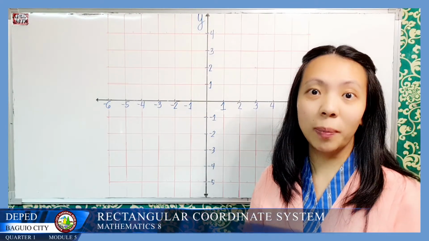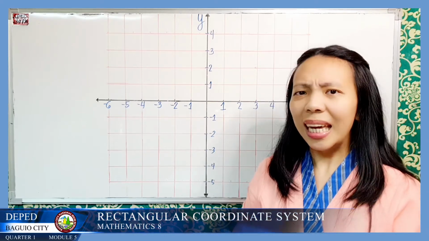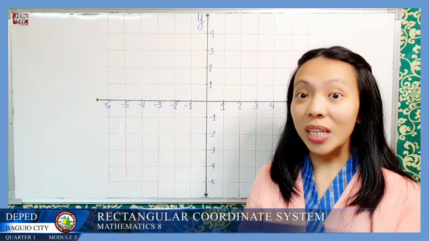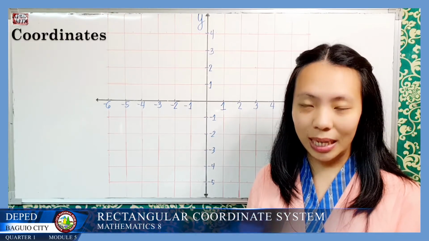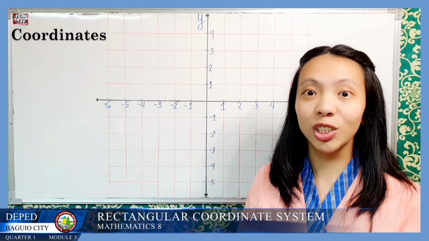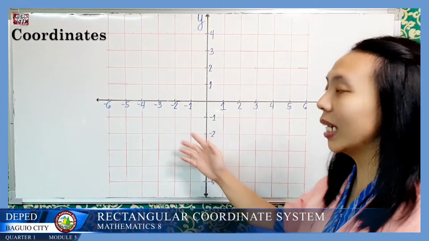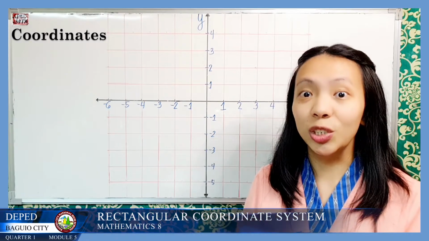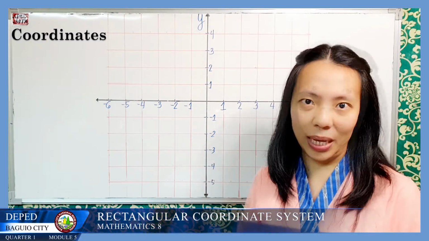What were you told about the rectangular coordinate system? Again, it's a system of graphing number pairs. These pairs of numbers are what we call coordinates. Coordinates are actually the location of a point in our rectangular coordinate plane. It's simply the address of the point in the plane.